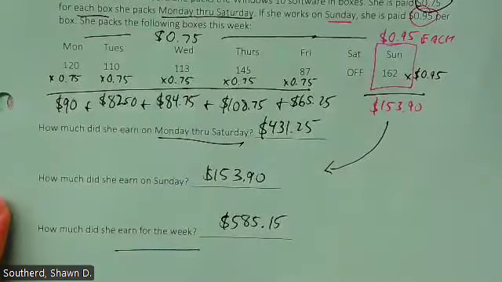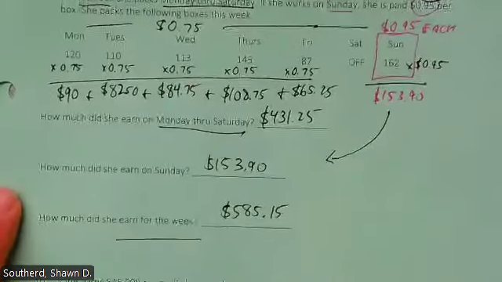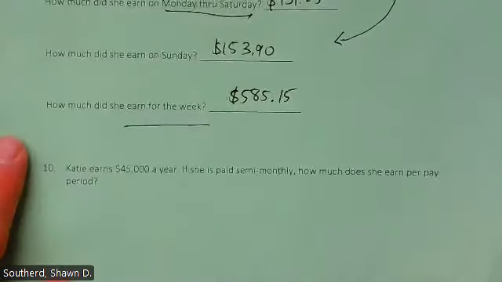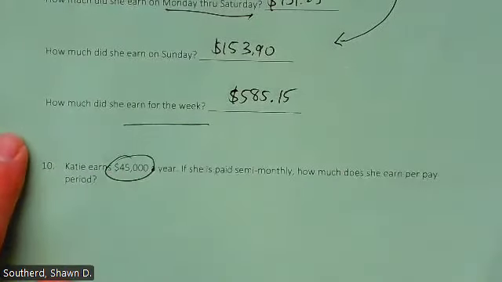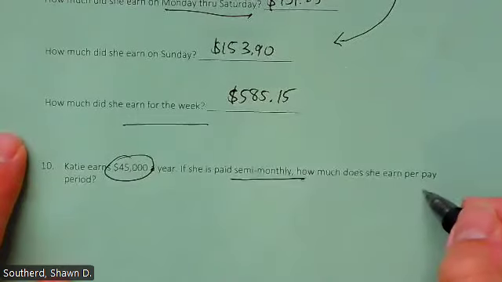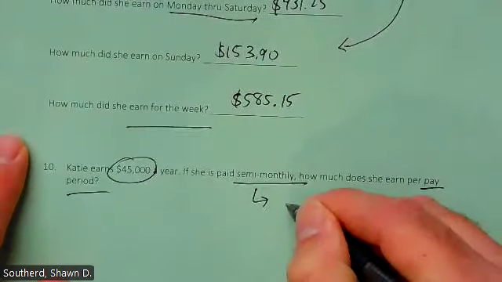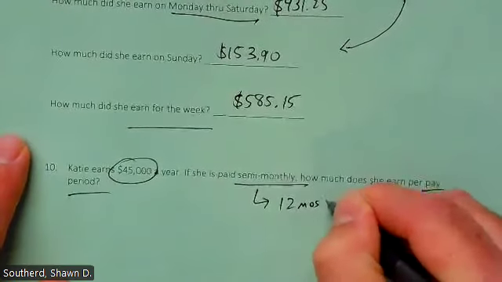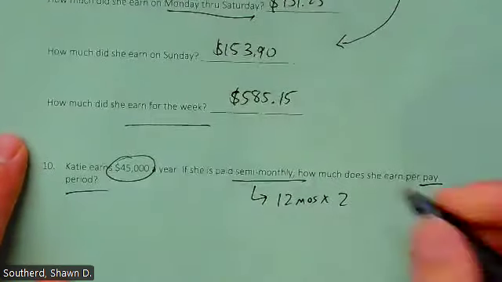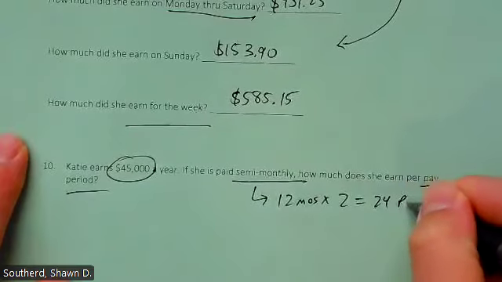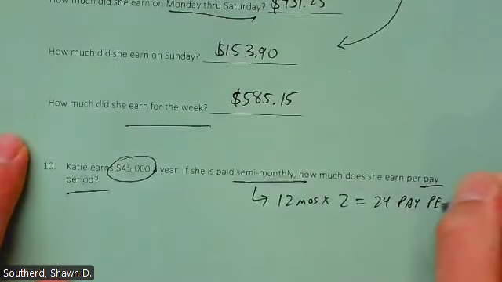All right, so moving right along, we have Katie earning 45 grand a year. If she is paid semi-monthly, how much does she earn per pay period? Remember, semi-monthly means there are 12 months in a year times 2, so we're getting paid twice a month. That's going to be 24 pay periods, or paychecks, basically.